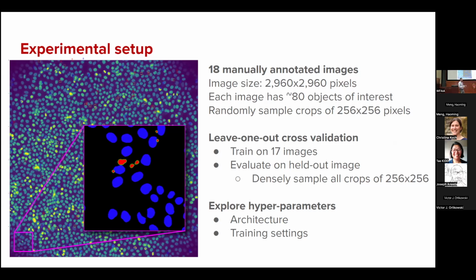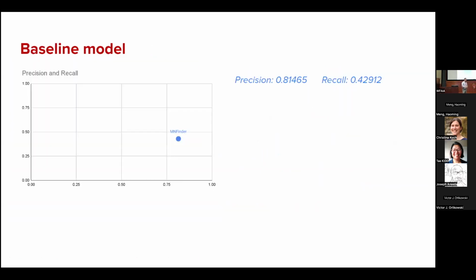And here are some of the results that we got by running this algorithm. First of all, there was a baseline model reported in the literature called MN Finder, for micronucleus finder. And it had an 80% precision and 42% recall out of the box. So if you use that type of solution, this is what you can get. In this study, they really wanted higher precision and higher recall. So that was the primary challenge.